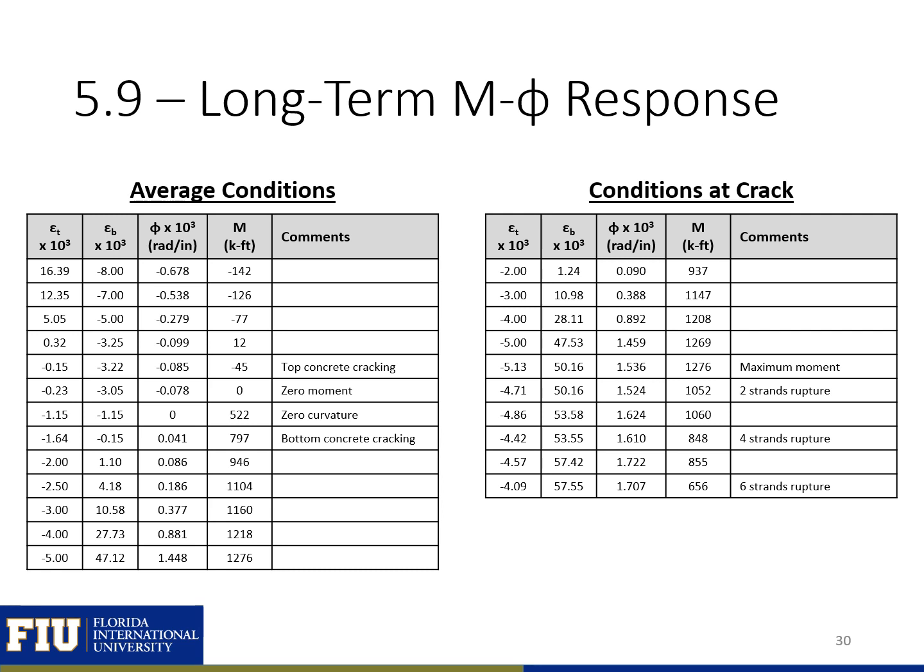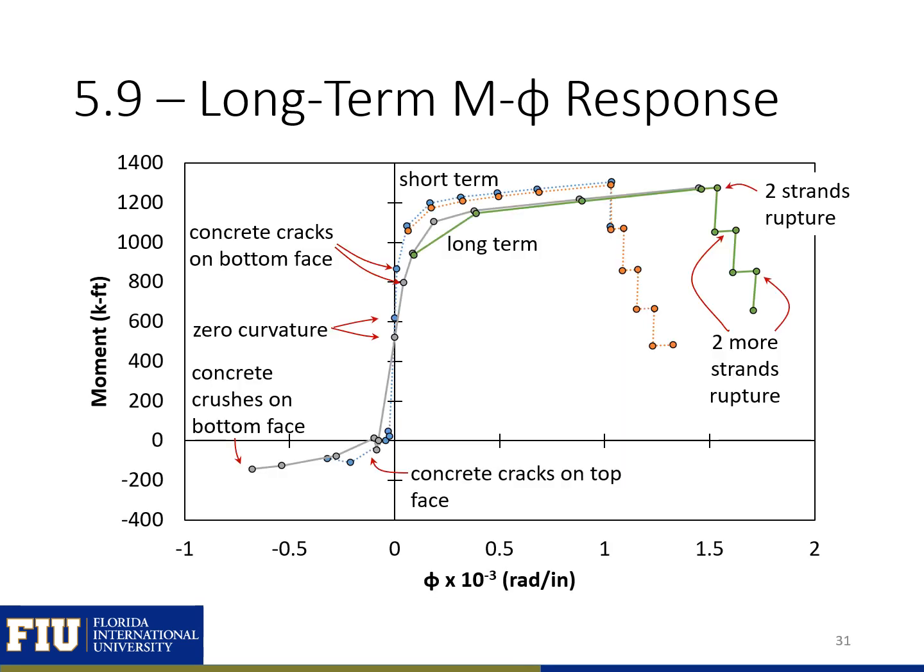If we run the analysis in Response 2000, we can again find our average conditions, including tension stiffening, and our conditions at a crack, not including tension stiffening. On this slide, you can see a comparison between the short-term response with and without tension stiffening and the long-term response with and without tension stiffening for our section.